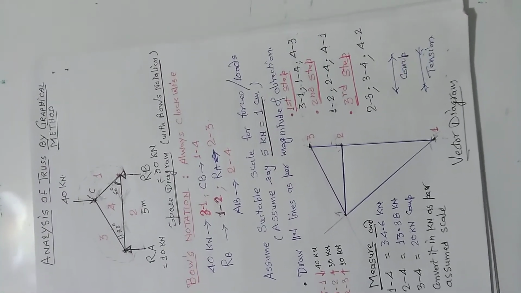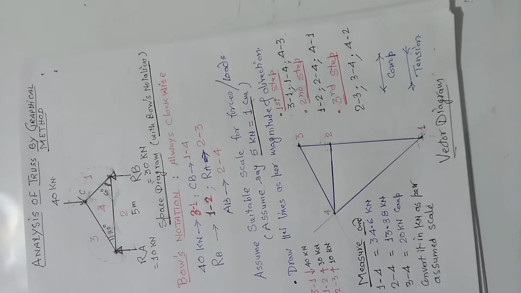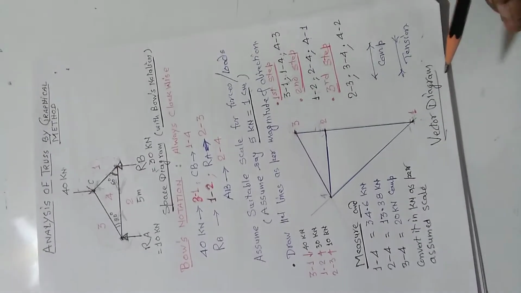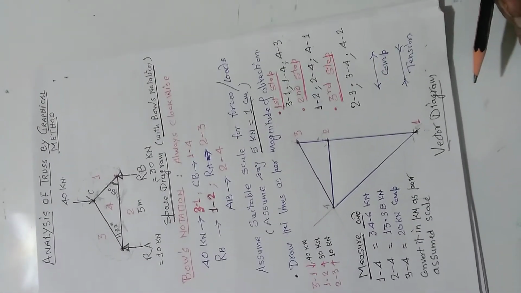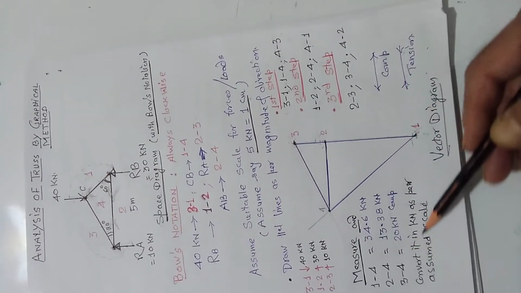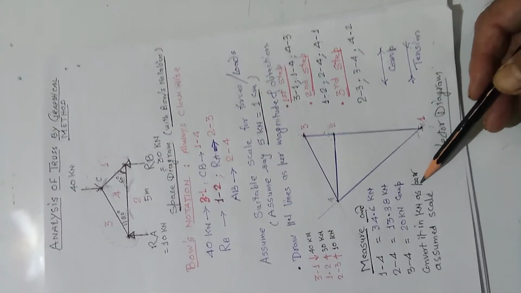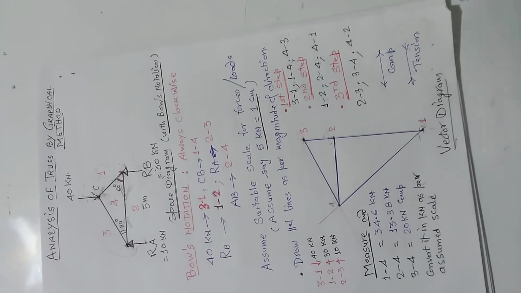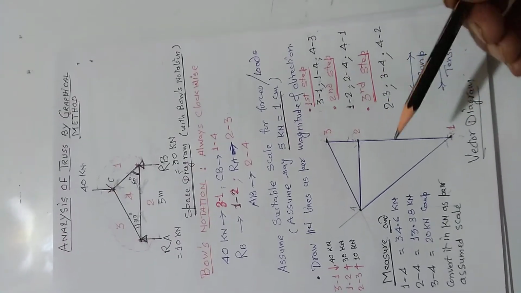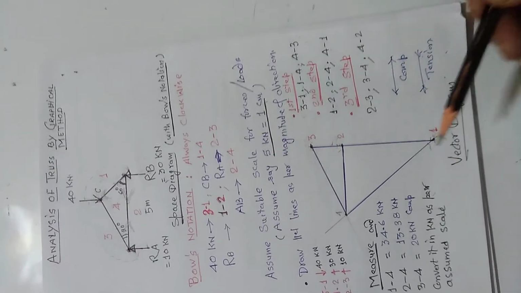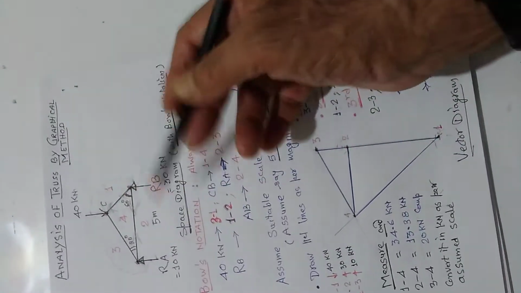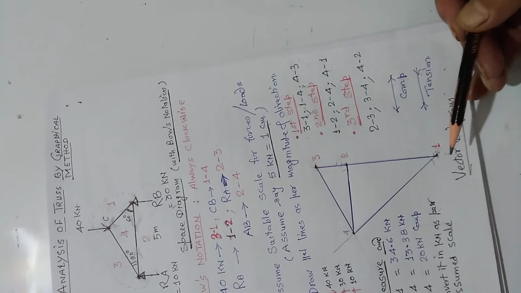This way we can complete the whole diagram and find out the forces as well as the nature of the member forces also. First I converted into the scale and then write the forces over here. And this is called a vector diagram. Vector diagram is showing the forces. This was only showing the spaces, the length, etc. But this is showing actually the forces.